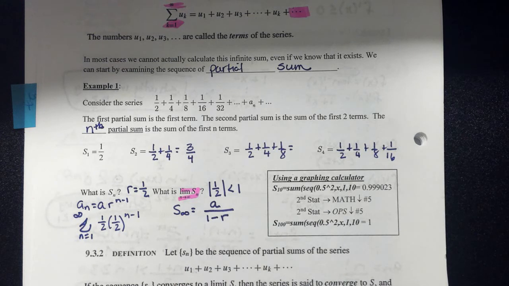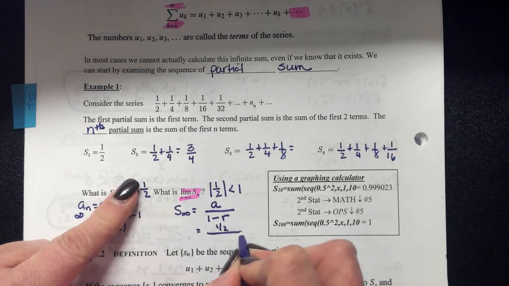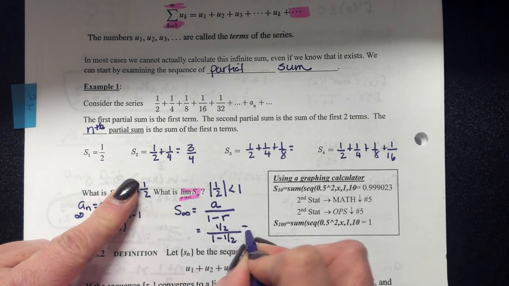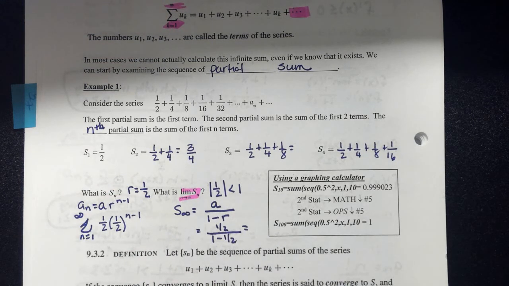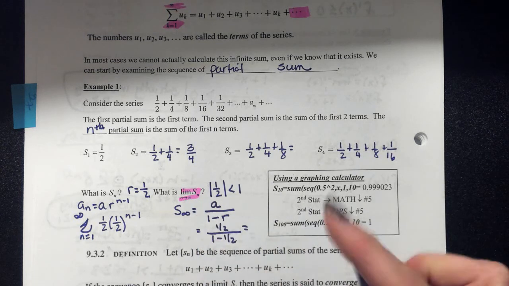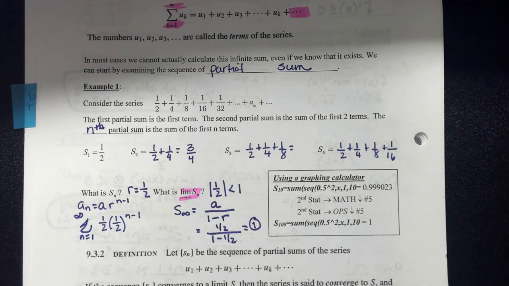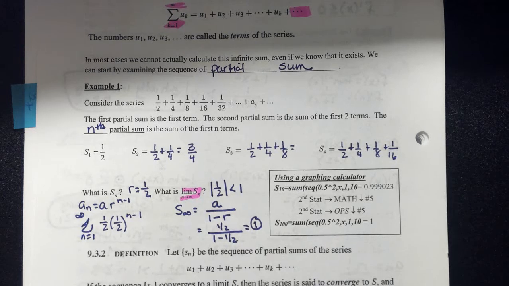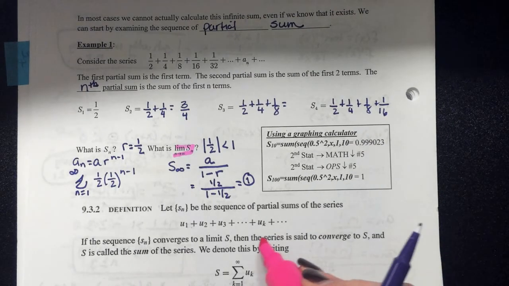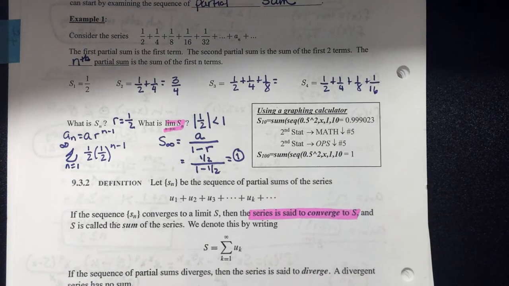Look familiar, I hope? Or ringing a bell a little bit? So in this particular case, I know my first term is 1/2 divided by 1 minus 1/2. So then we could say the limit as n approaches infinity of the sum of this particular series is going to be 1. So if you can find the sum of the series, we say that series is converging to whatever the sum is.